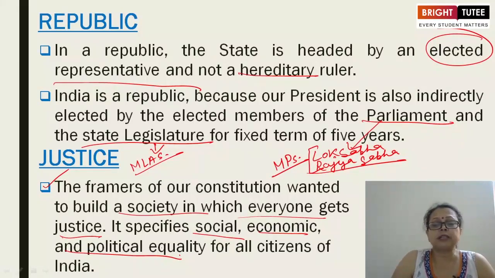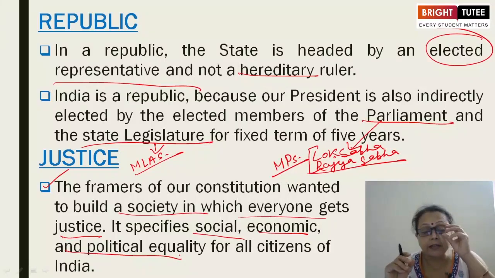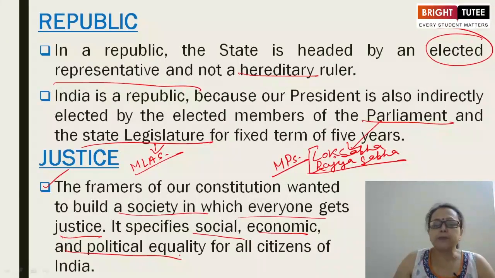Everyone has equal status, and by their choice, if people want to live here or there, they can do so. They can move. Economic equality also means that on the basis of occupation and profession, there is no fixation. As per their choice, they can do so.